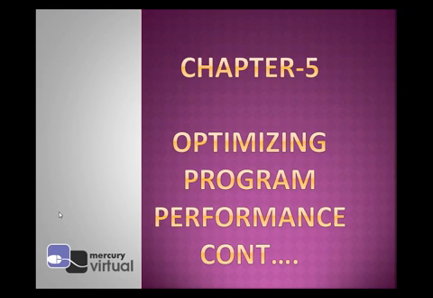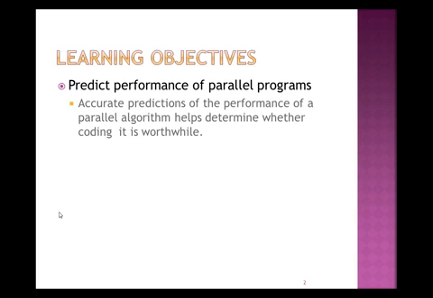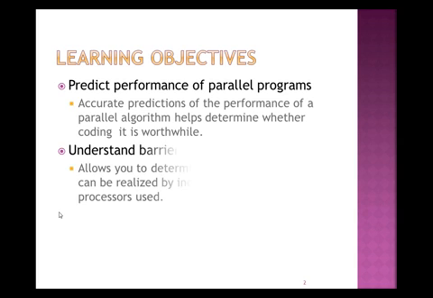This is chapter number 5 continued. What are the learning objectives? First of all, predict the performance of the parallel program, that is, how to predict the performance when we are executing more than one program at the same time. How can we predict? First, find an accurate prediction of the performance of a parallel algorithm, which helps to determine whether coding is worthwhile or not.